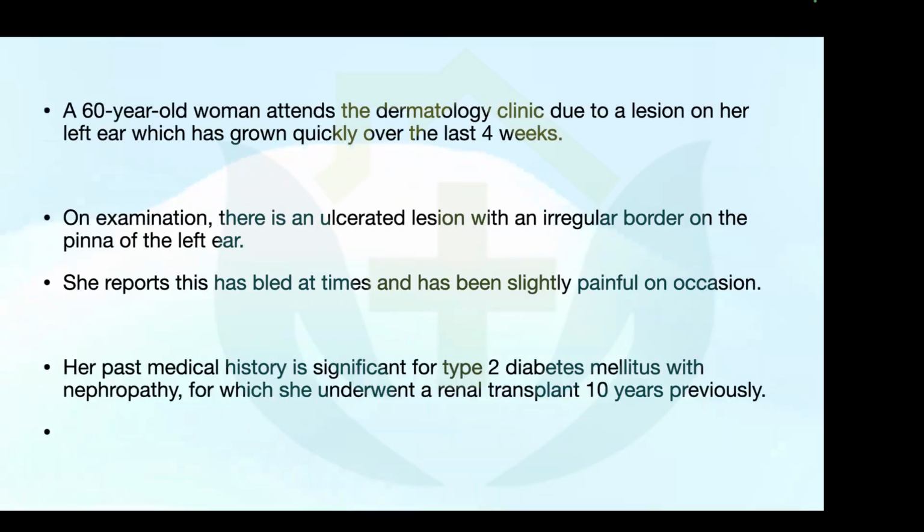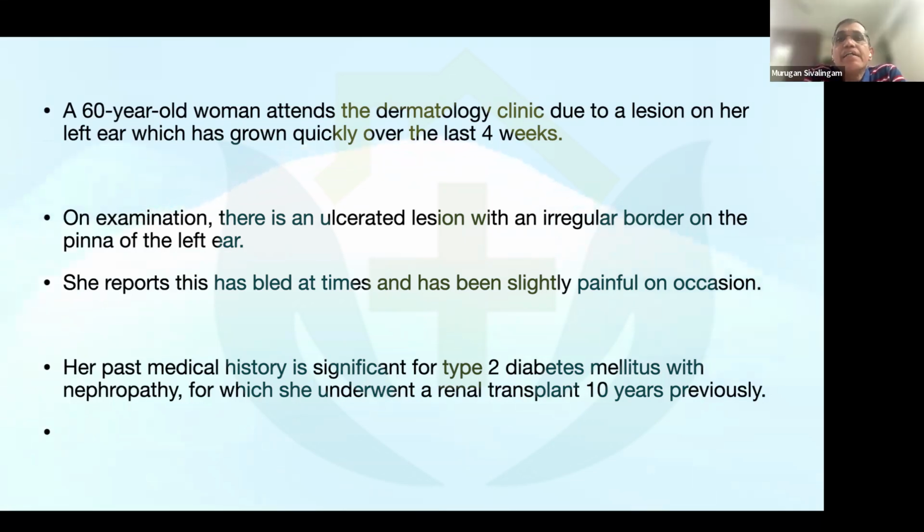A 60-year-old woman attends the dermatology outpatient clinic due to a lesion in the left ear, which has grown quickly over the past 4 weeks. On examination, there's an ulcerated lesion with irregular border in the pinna of the left ear. She had a history of bleeding. Occasionally it's been painful, and she has a history of type 2 diabetes mellitus and had a kidney transplant about 10 years ago.